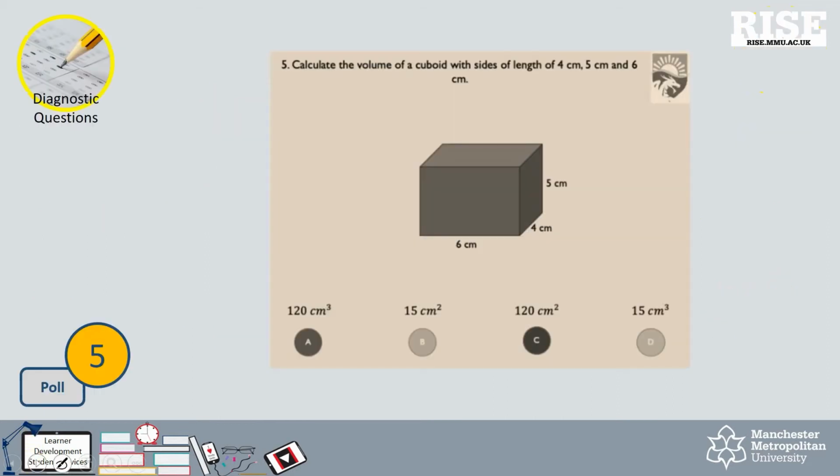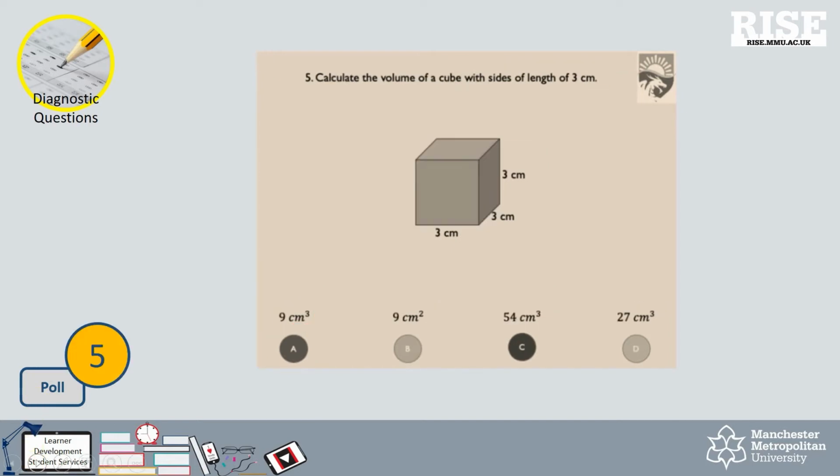Try these quick questions then to finish off this small part of the topic. Calculate the volume of the cuboid with sides of length 4 cm, 5 cm and 6 cm. Simply multiplying all those dimensions together gives me a volume of 120 centimetres cubed. Be sure that you're choosing the one with the centimetres cubed unit and not the centimetres squared there. The correct answer is A.